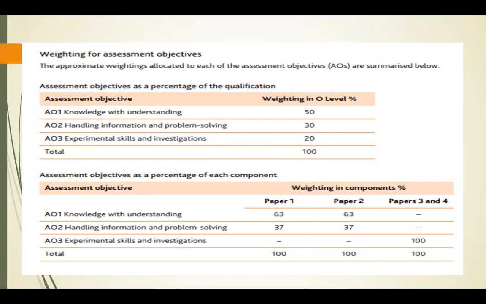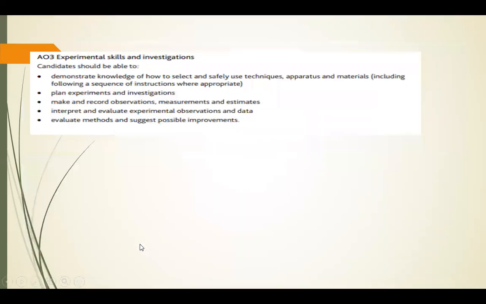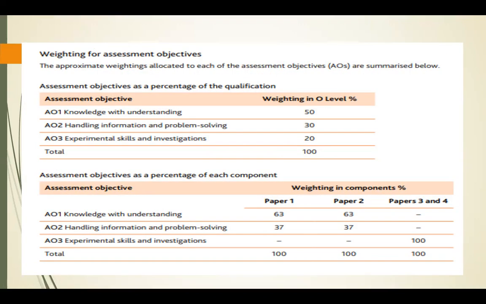Paper 3 and 4 has all the experimental skills and investigations weightage. So 100% of your paper will be related to experimental skills. So for today, I think this is enough. Now, let me show you what this is.